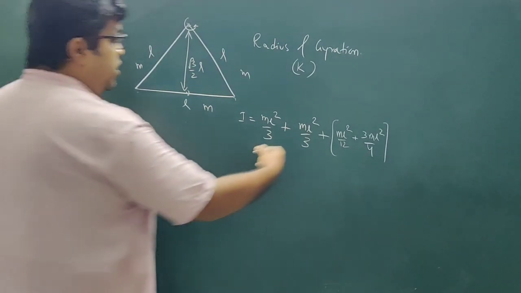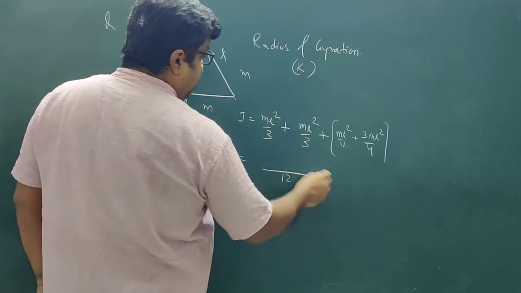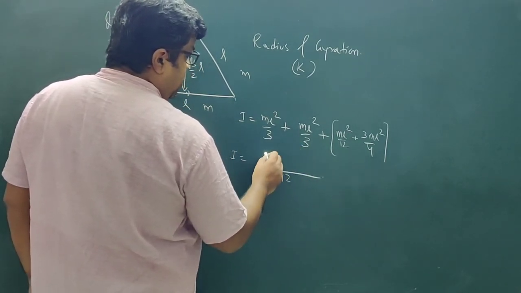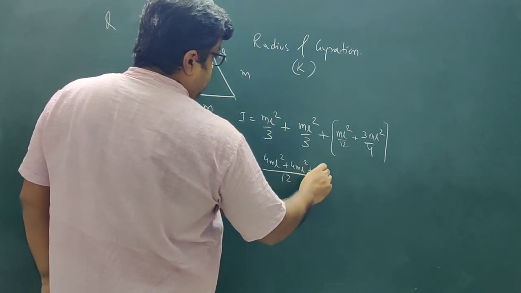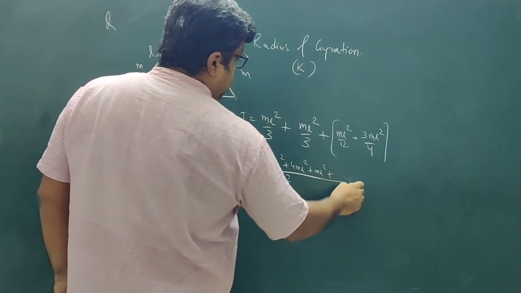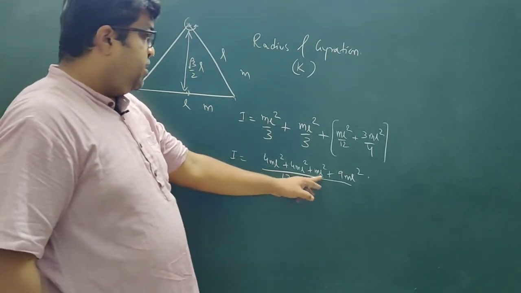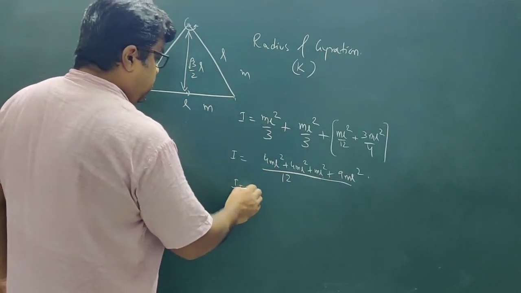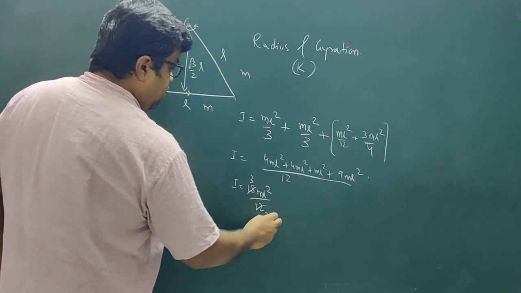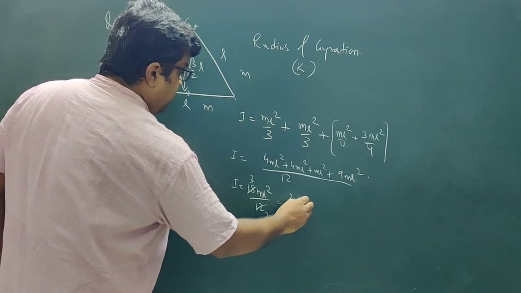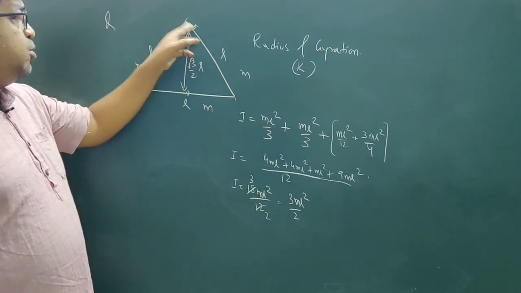Okay, if we simplify this, I will be equal to (4ML squared plus 4ML squared plus ML squared plus 9ML squared) by 12. So this is 18ML squared by 12. So 6, 3, 2, this is 3ML squared by 2. So this is the moment of inertia of this system about this axis.